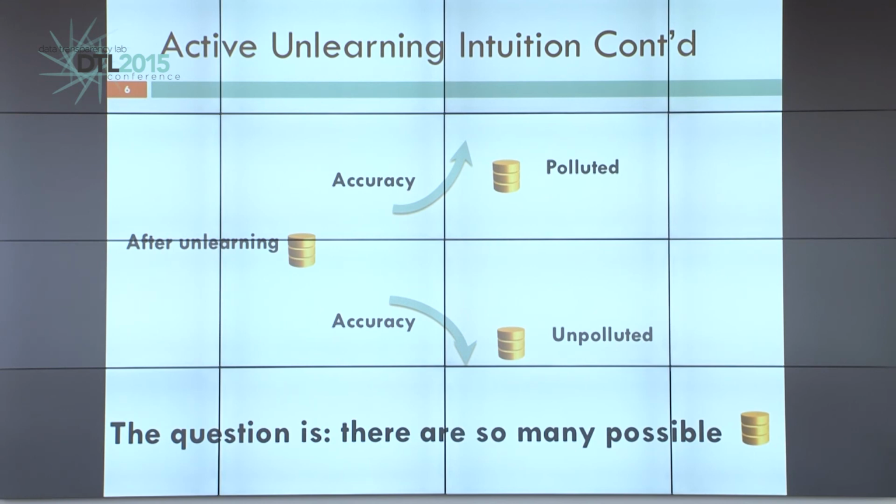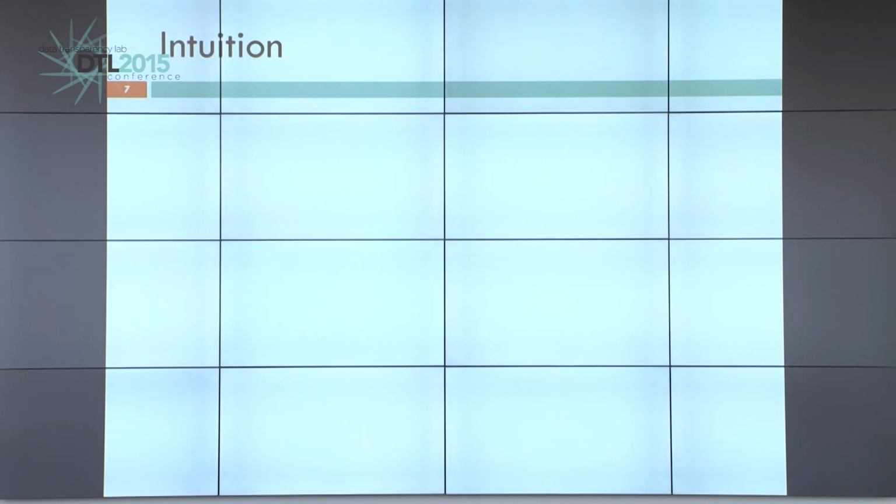the problem is there are so many possibilities of data. It's an exponential number of combinations of data. How do we deal with that? So now let's come to the intuition. How do we solve the problem?